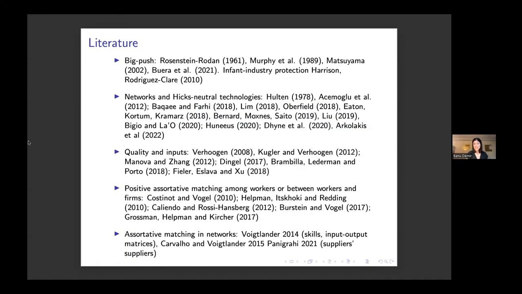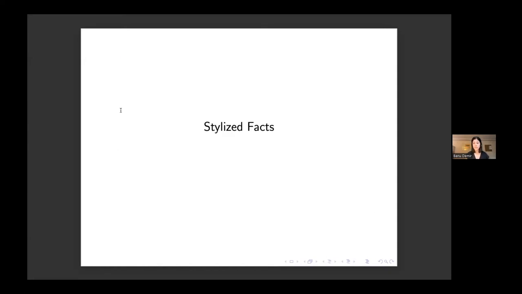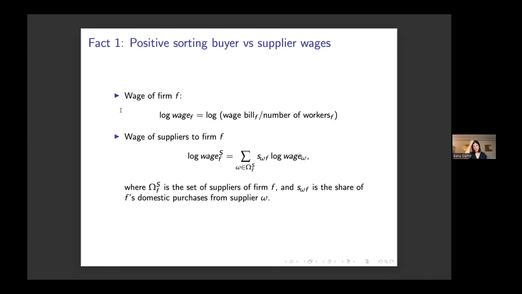Okay, in the interest of time, I'm going to skip the literature. As you can see, there are lots of papers, and our paper is related to multiple strands of literature, from an older literature on the big push hypothesis to the more recently growing literature on networks. I think we do a quite good job summarizing what these different strands of literature are doing and how our paper is related to that in the paper. Okay, so let me start with stylized facts.